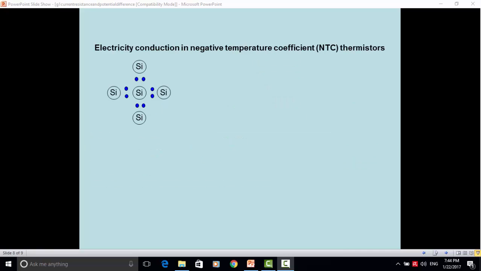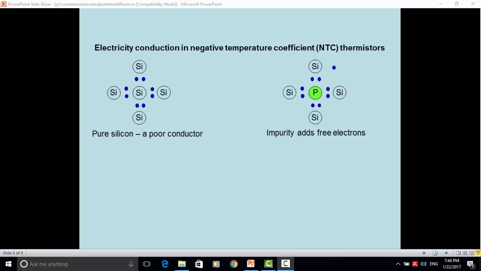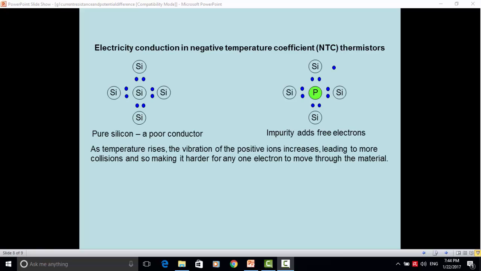You don't need this particular detail, but briefly, in semiconductor materials such as silicon, we can produce pure silicon, which is a very poor conductor. If we add an impurity, for instance here we have an atom of phosphorus, that adds a small number of free electrons. As the temperature of the thermistor rises, the vibration of the positive ions increases in the same way as it does for a filament lamp, which would lead to more collisions, making it harder for any one electron to move through the material.